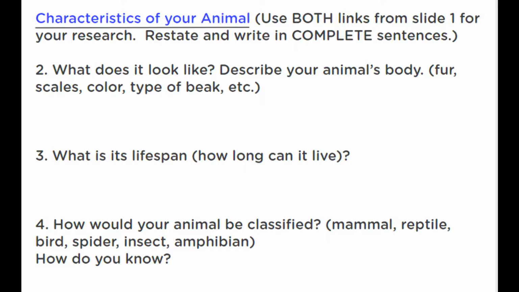Next, you're going to use both links from slide 1 to do your research. Make sure you restate and answer each question in complete sentences. Remember, to restate means you're going to use some of the words out of the question. So on number 2, when it says, what does it look like? You're going to say, a warthog looks like, and then describe the body, the fur, the scales, the color, the type of beak it has, anything that makes it specific about your animal.